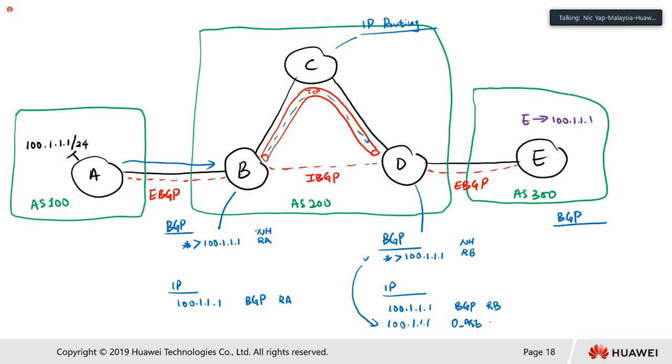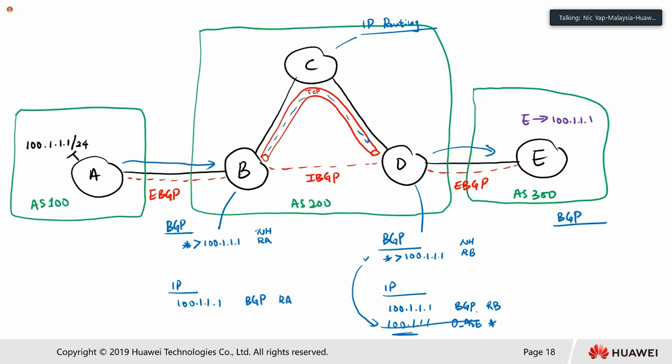I need to make sure that this route is here before I can send this information to the peers. It means that the BGP table I want to send must also exist inside my IGP. IGP means OSPF or IS-IS. I make sure that this route is there before I send it. Let's say this route is not here.